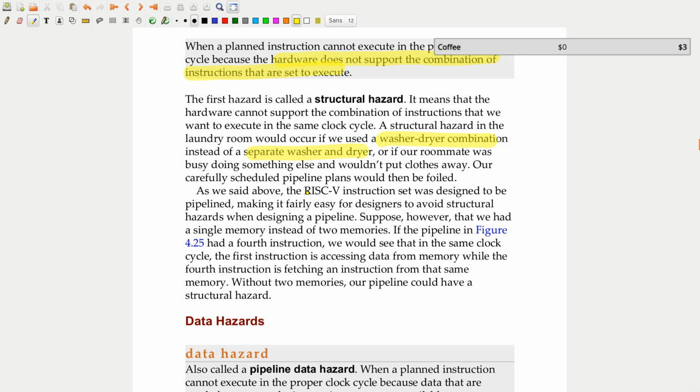As we said above, the RISC-V instruction set was designed to be pipelined, making it fairly easy for designers to avoid structural hazards when pipelining. Suppose, however, that we had a single memory instead of 2 memories. So instead of having a separate data memory and instruction memory, there was just one. If the pipeline in figure 4.25 had a 4th instruction, we would see that in the same clock cycle, the first instruction is accessing data from the memory, while the 4th instruction is fetching an instruction from that same memory.